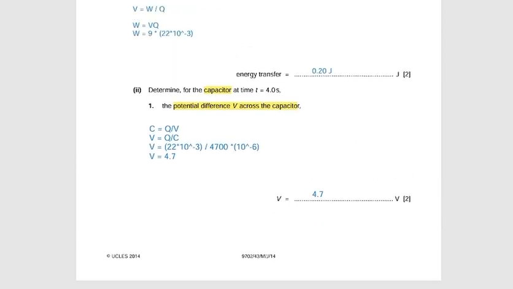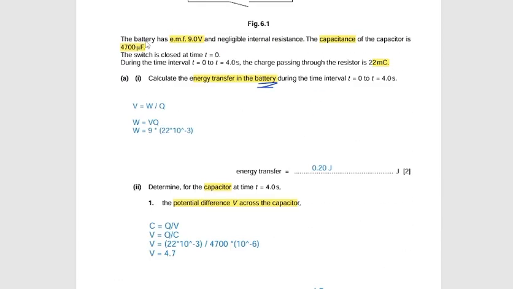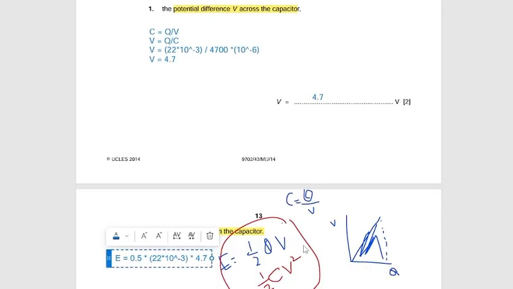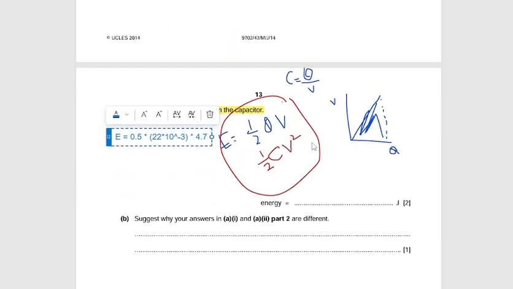The reason we will not be using V as 9 volts is that this V is of the battery. We're talking about the capacitor. Everything we write in this has to be related to the capacitor, and this potential difference is for the capacitor, so we will be using 4.7. When you solve this, you get 0.0517, so you can just write 5.1 times 10 to the power minus 2.